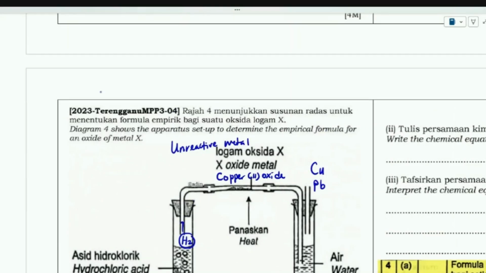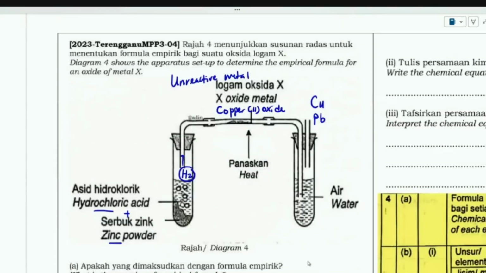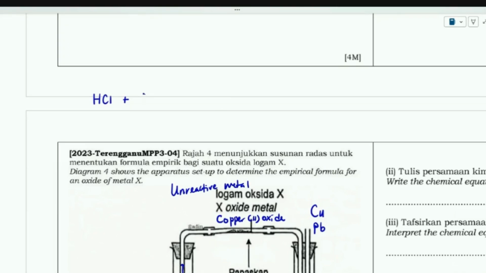So quickly go through. First one, hydrochloric acid reacts with, for example here, zinc, right? Then you produce zinc chloride and hydrogen gas. Balance this one. Then the hydrogen gas flows through the hot copper oxide. It is displaced. Hydrogen reacts with copper oxide, then you produce copper and water. So copper is being displaced already.